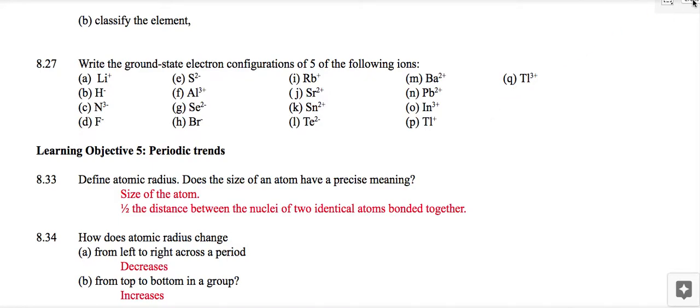we can do vanadium again. It has 23 electrons: 1s2, 2s2, 2p6, 3s2, 3p6, 4s2, 3d3. And let's say then we had vanadium with a positive 2 charge.